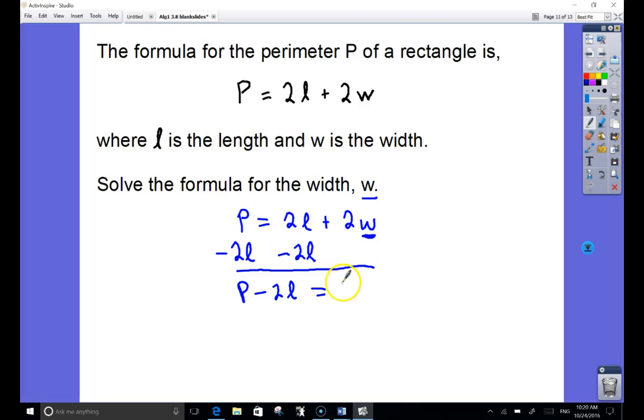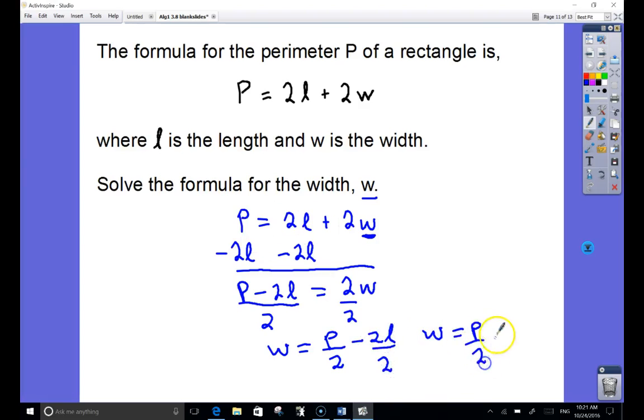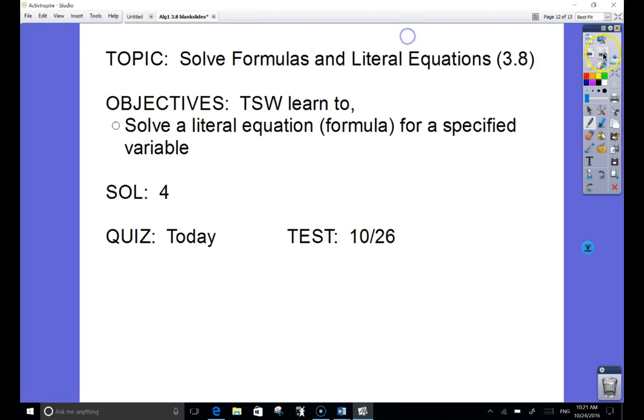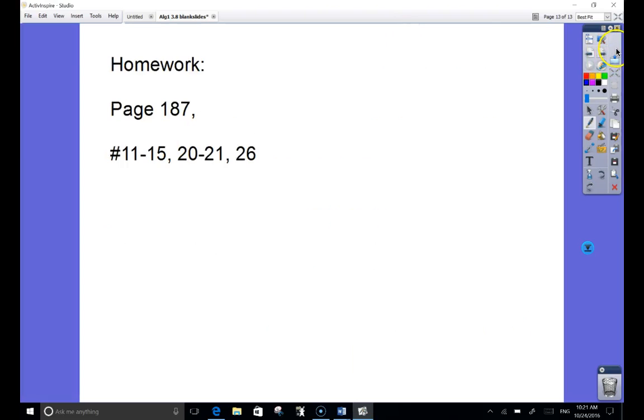So P minus 2L equals 2W. Okay, we still haven't isolated the W. Divide by 2. That was a bad divide. So W equals P divided by 2 minus 2L divided by 2. Or W equals P over 2 minus L. And that is the end, and that is the homework.